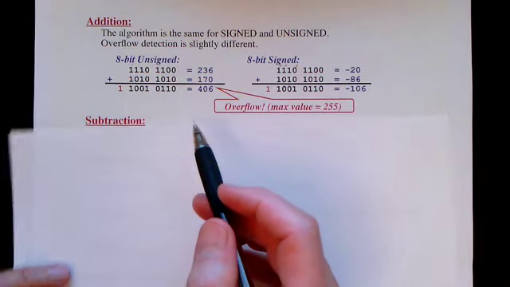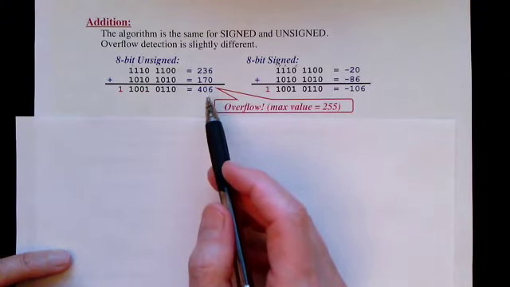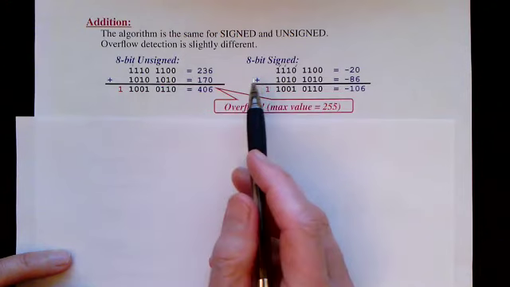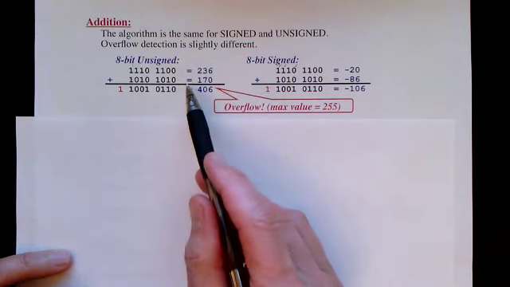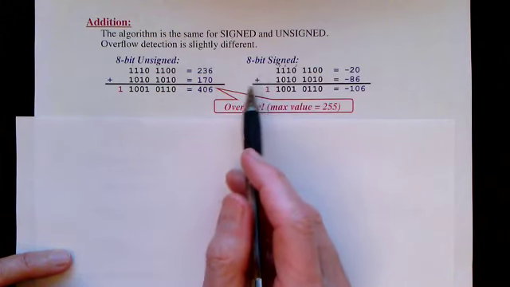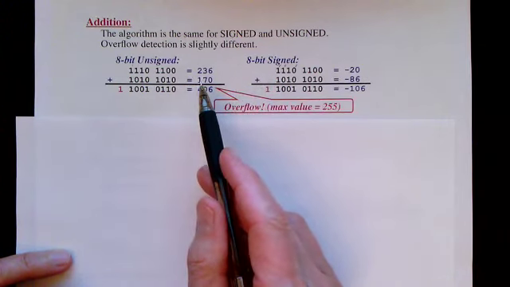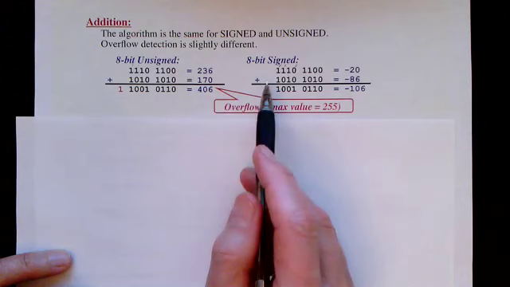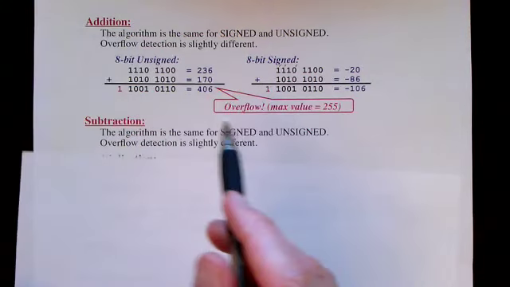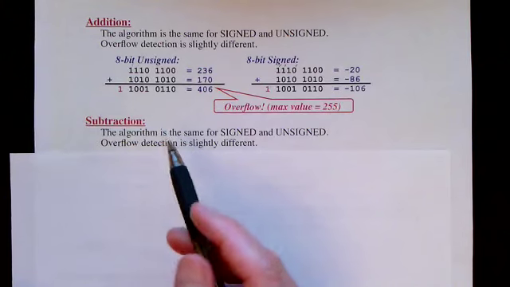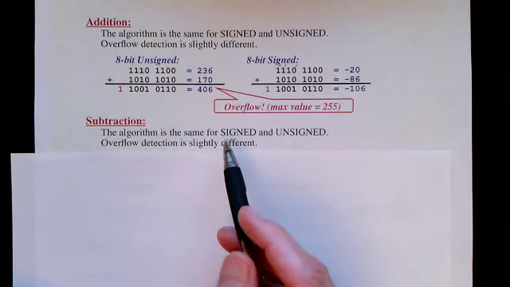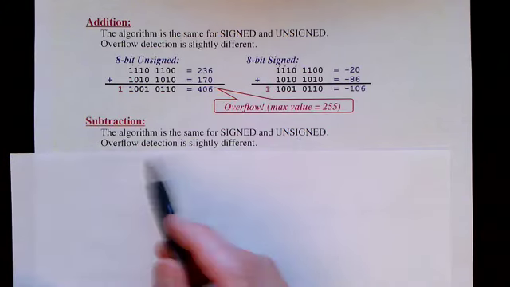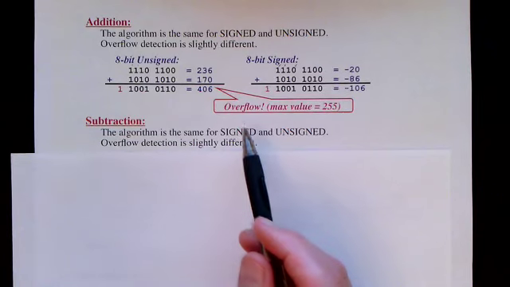What this means is that our computer only needs one add operation. It only needs one instruction to add 2 bytes. It can use that same instruction to add unsigned numbers or signed numbers. But the way in which we detect overflow after the operation is performed is going to be a bit different, depending on whether we're adding unsigned numbers or signed numbers. The same is true of subtraction. The algorithm is slightly different, but it's the same for signed and unsigned. And overflow detection is slightly different between signed and unsigned.